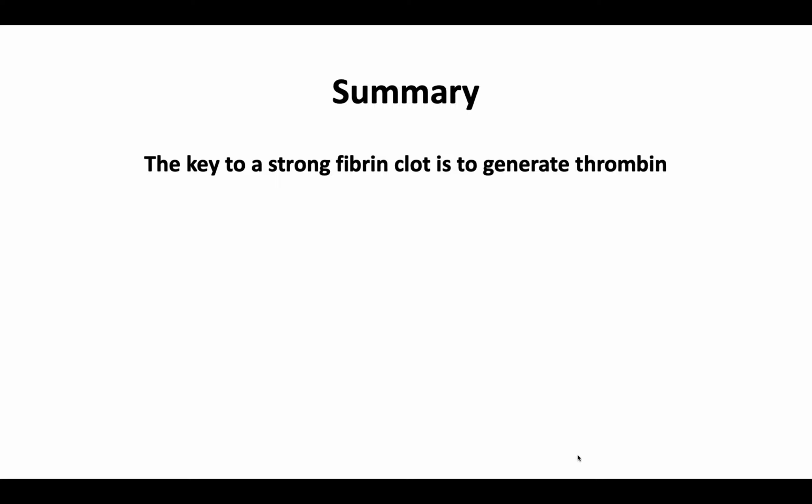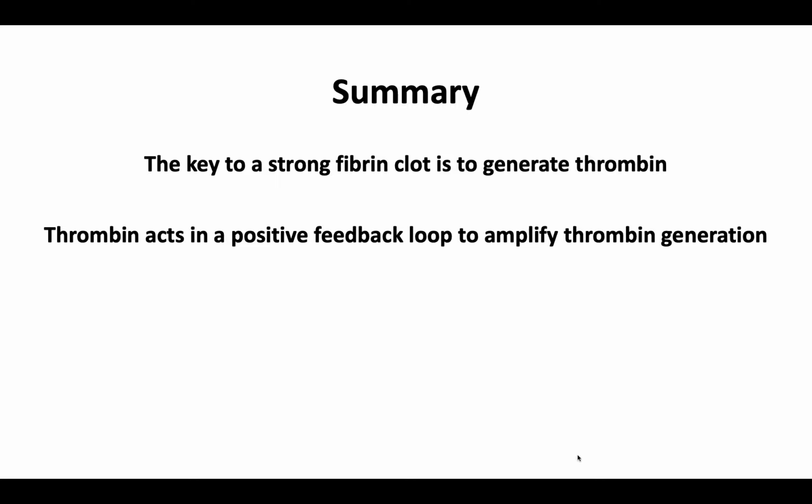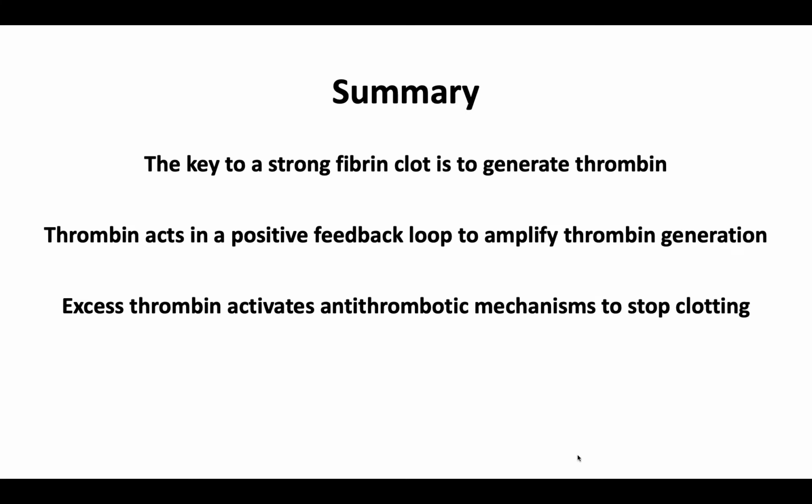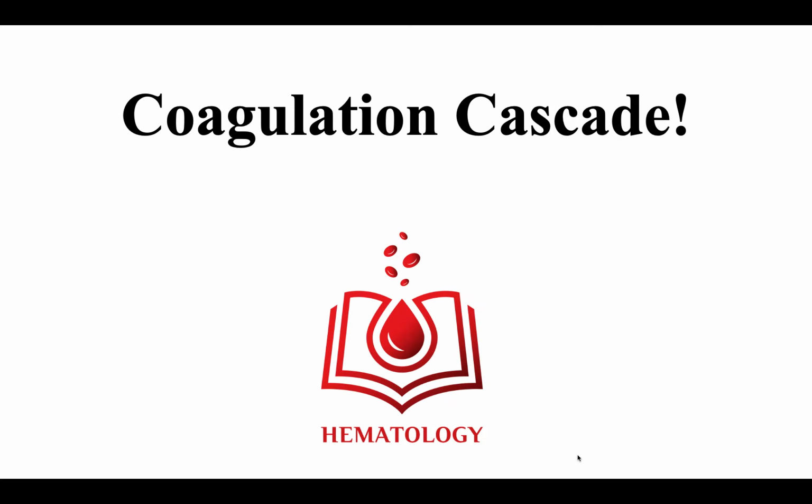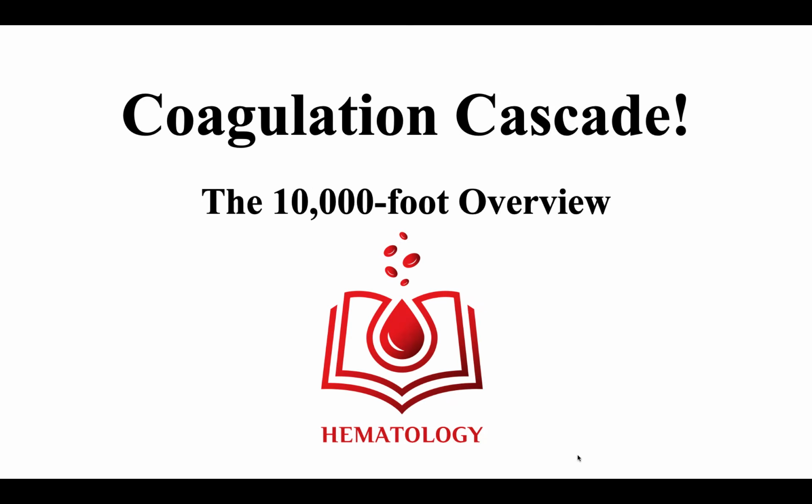In summary, we have learned that in order to make a strong fibrin clot, you need to generate thrombin. We've also learned that generating a little bit of thrombin acts in a positive feedback loop to amplify thrombin generation. And finally, by generating excess thrombin, thrombin acts in a negative feedback loop to activate antithrombotic mechanisms that stop the clotting cascade. This video has been focused on the coagulation cascade, the 10,000-foot overview.